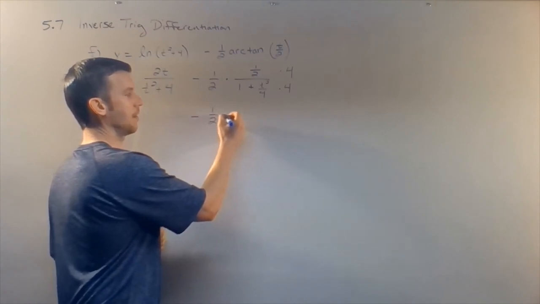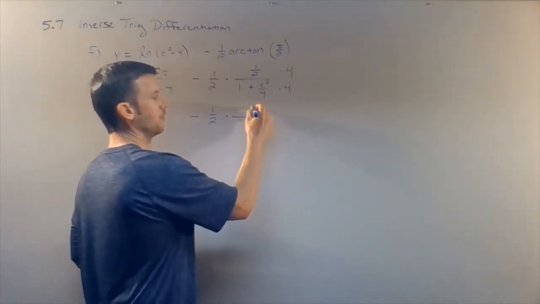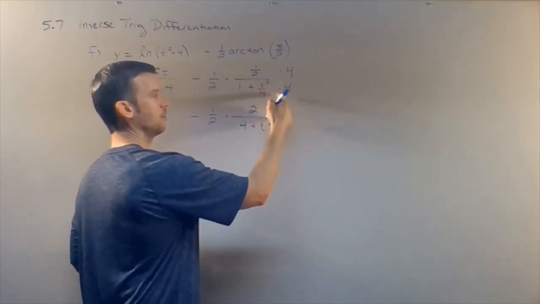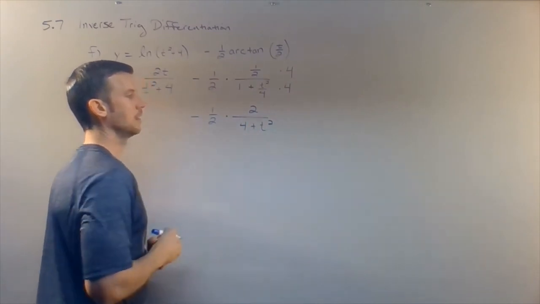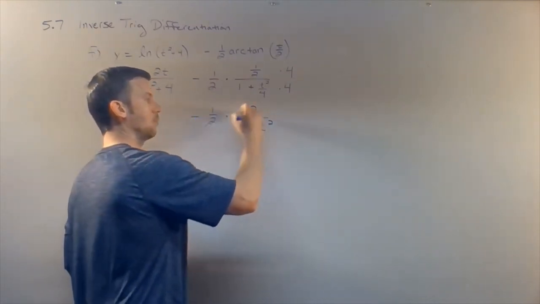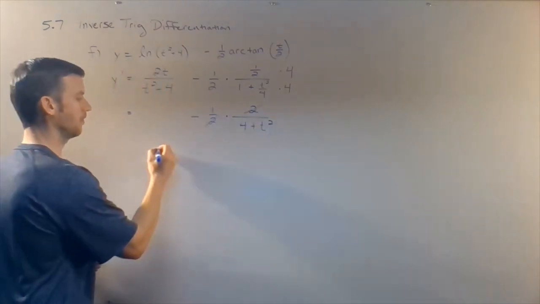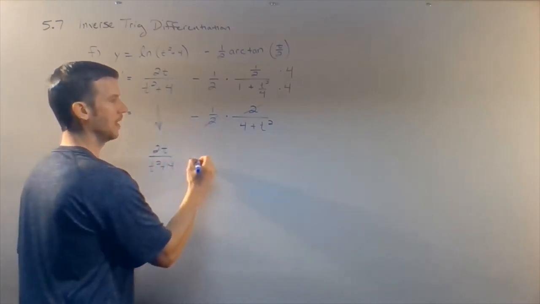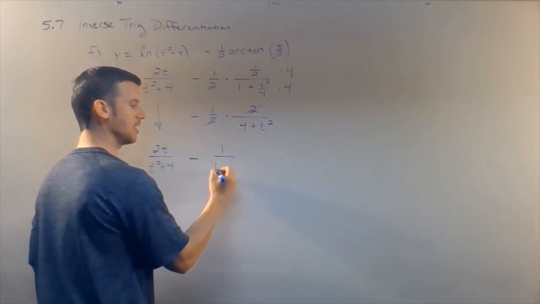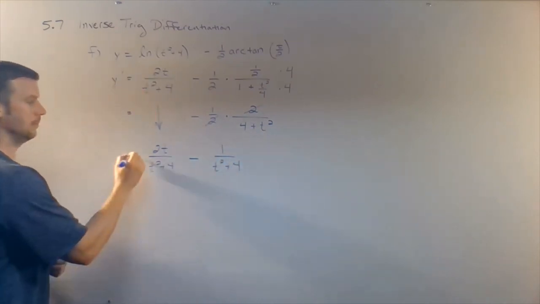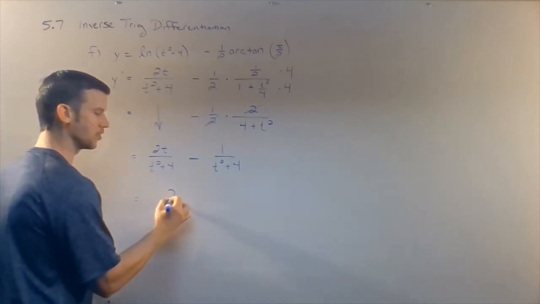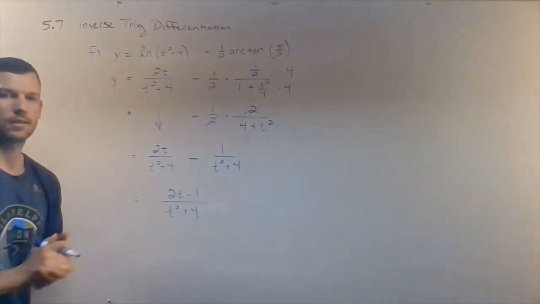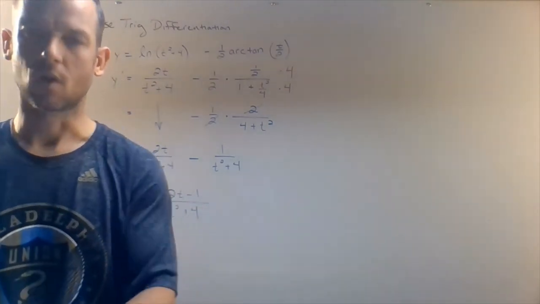This 1/2 I'm going to stay. When you multiply by 4, you get a 2 there. You get a 4 plus t squared. I'm multiplying 4 times 1, 4 times this, gives me that denominator. That 1/2 and 2 will reduce. So we have our first fraction, 2t over t squared plus 4, minus 1 over 4 plus t squared, or t squared plus 4. So that combines to be 2t minus 1 over t squared plus 4. That's that derivative answer.